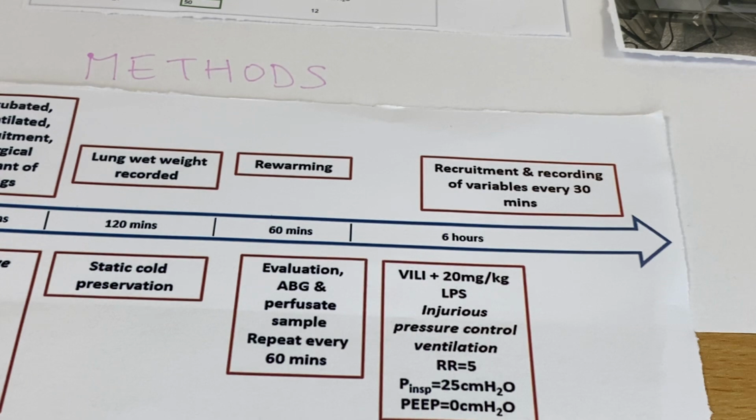And at the very start, once we've established that the lungs are healthy, we initiate our ventilator-induced lung injury protocol. So this is injurious pressure controlled ventilation. There's a respiratory rate of 5, a peak inspiratory pressure of 25 centimeters of water pressure, and a PEEP of 0. We also add 20 mg per kg of LPS into the perfusate.